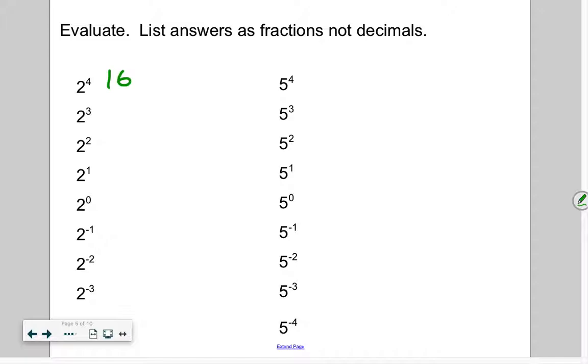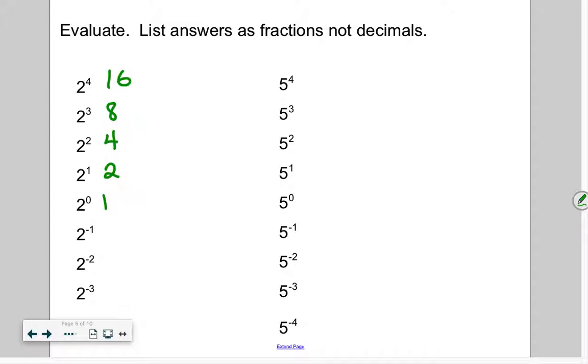2 to the 3rd power is 8. 2 squared, 4. 2 to the 1st, 2. You're multiplying 1, 2 times itself when you have 2 to the 1st power. There's just one 2. 2 to the 0 power is 1. What is the pattern that is taking place here?